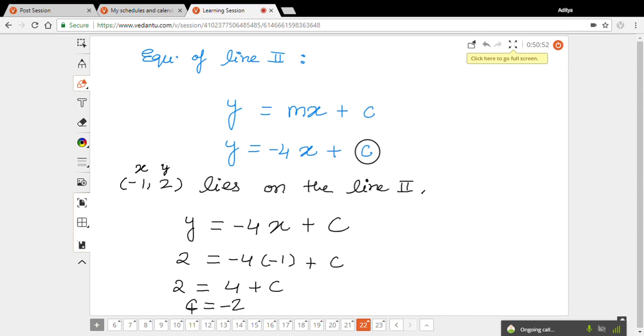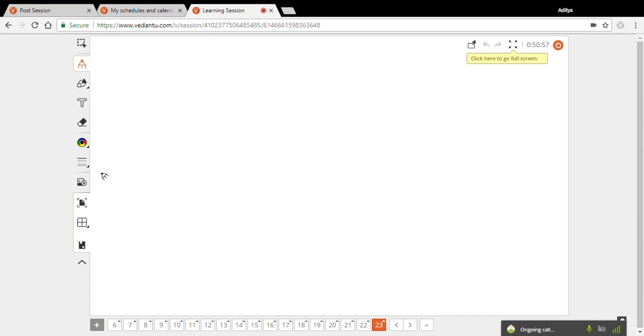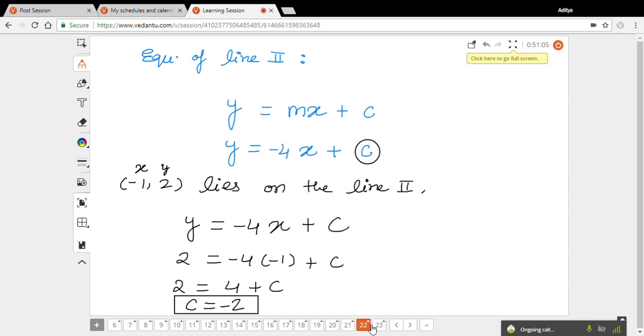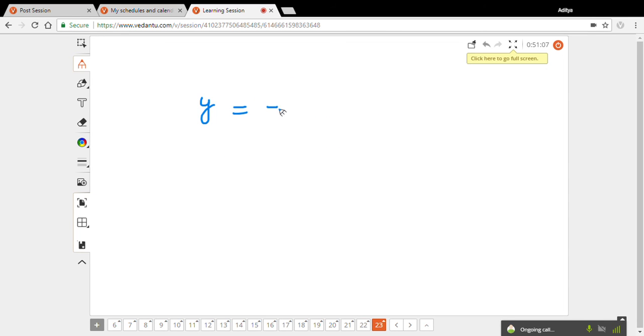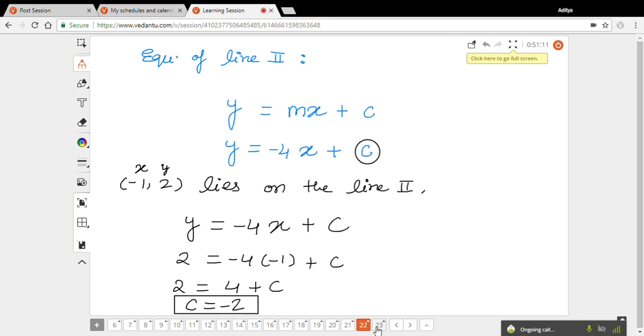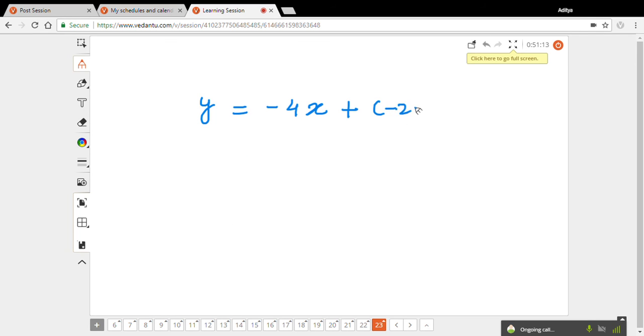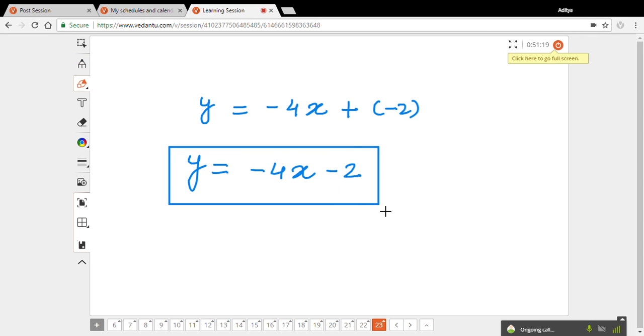Once we got this c, we can put it back into the equation. So finally, the equation we assumed was y is equal to mx plus c. So m was negative 4, plus the c we have got, negative 2. So I can write y is equal to negative 4x minus 2. This is the equation for the second line, for the 6a part.